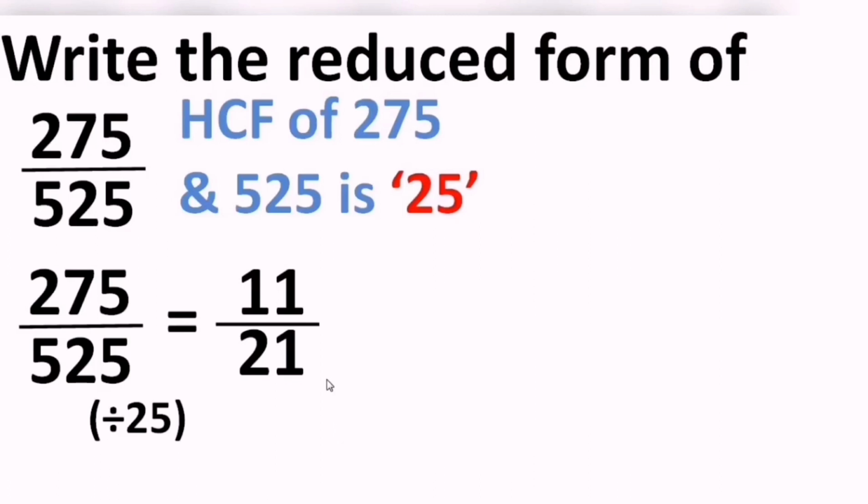So whenever you get a question like "write the reduced form" and the fraction is given, you find the HCF first by the division method, and use that HCF to reduce the fraction then. That is the best way. If the numbers are smaller, we can go ahead directly, but if the numbers are bigger, then it is the best way to find the HCF first.